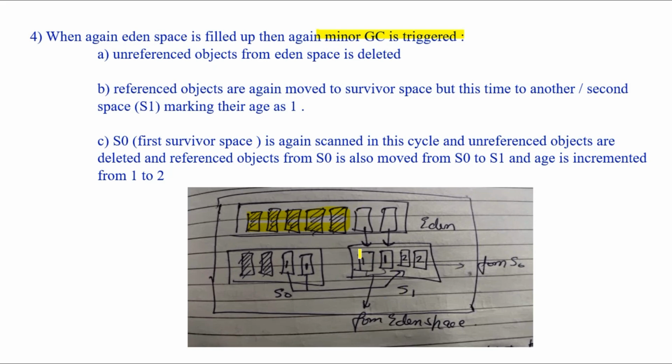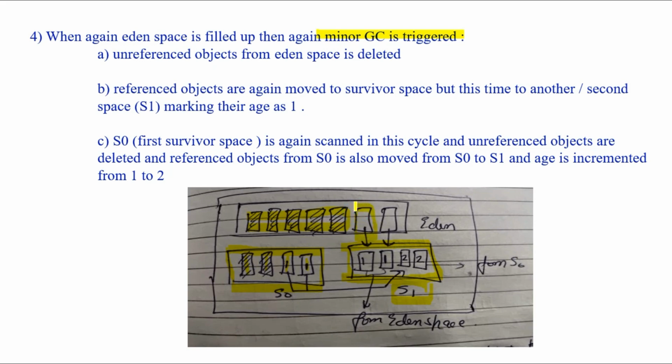But a very important thing, this time it moves to S1 rather than S0, because S0 already contains some objects and S1 was completely empty. If you remember, I told you a few seconds back that in the first step my Eden and S1 were empty and S0 had the objects which were aged 1. When the Eden space garbage collector was working, it also scanned S0 because S0 had some objects, while S1 was completely empty.